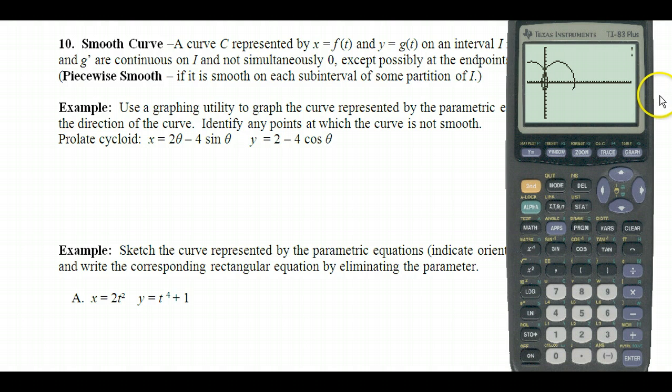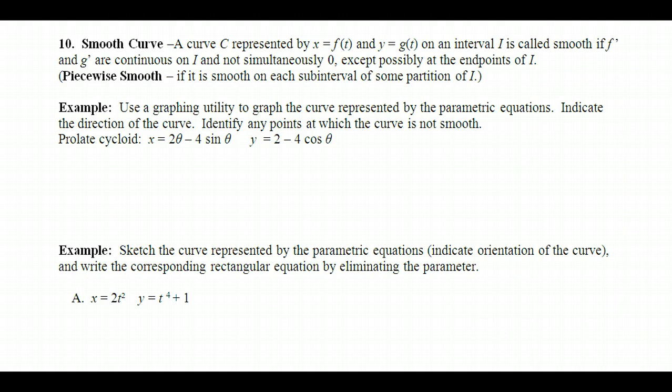And here is our prolate cycloid. Well, to me it looks pretty smooth. It doesn't look like it ever goes to a sharp point. Like on the previous page, we had a sharp point. Here, this looks really smooth to me, but we do have to check it. And obviously, there are always going to be patterns that keep repeating.